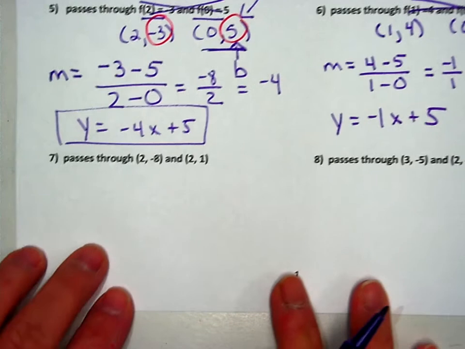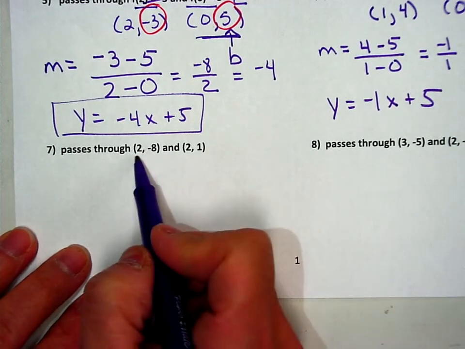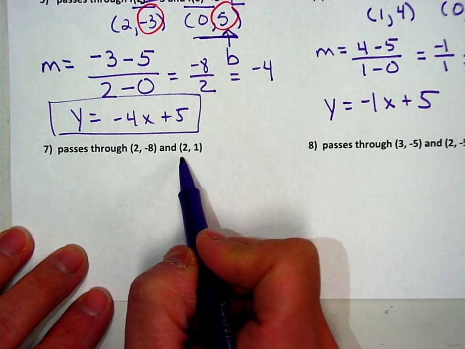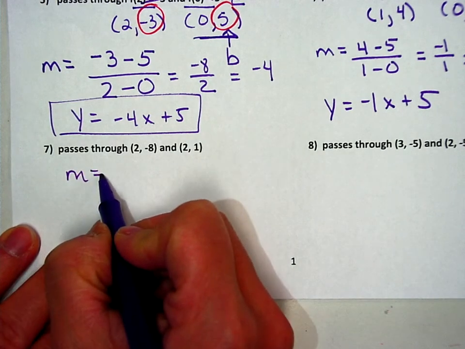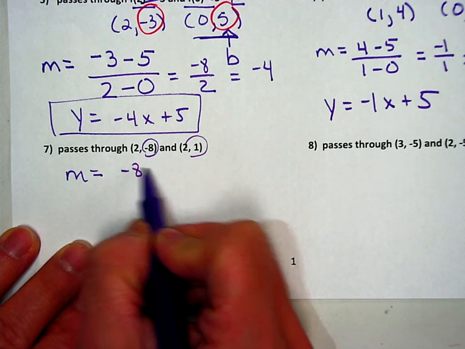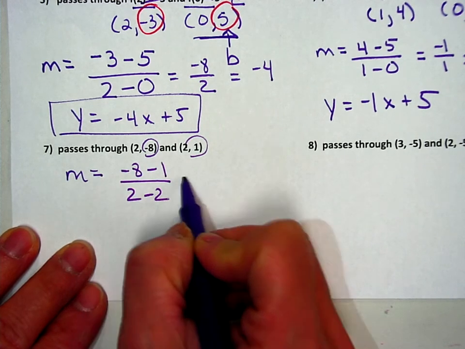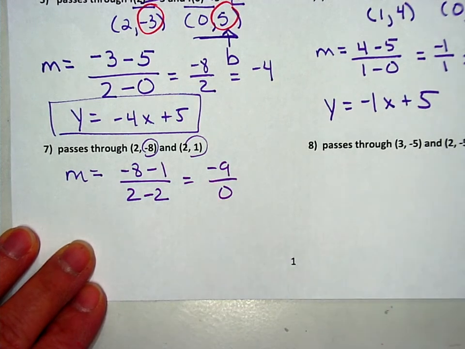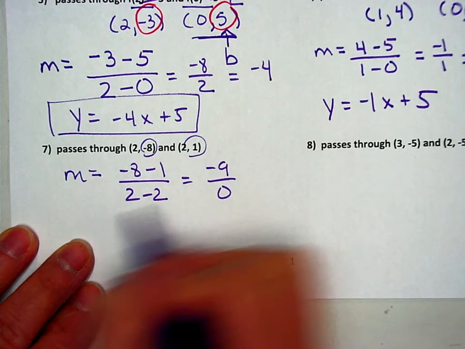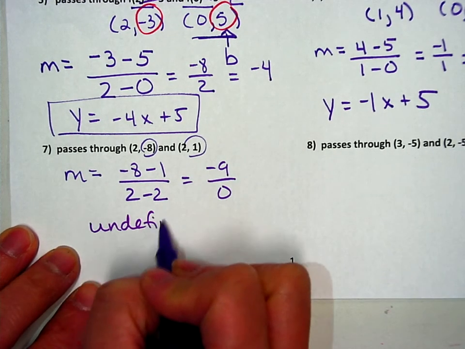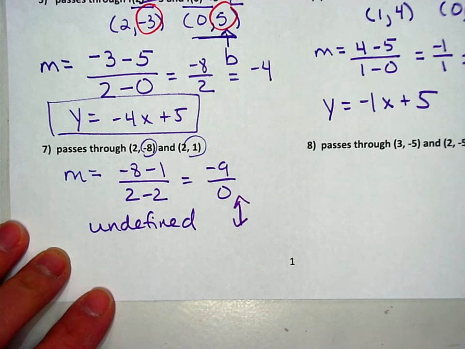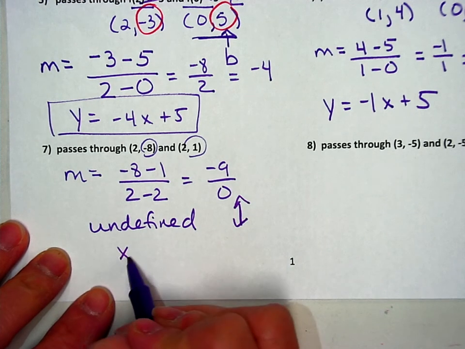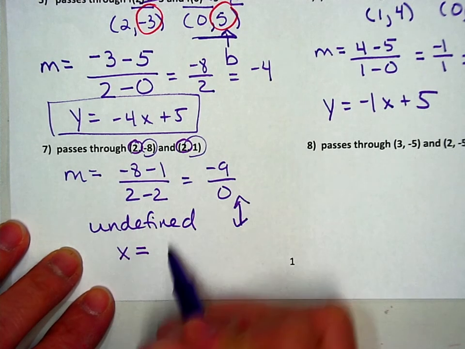Okay, this next one, notice they don't give you b because none of the x's are 0, and they don't give you the slope. So we're going to need to find both. So I'm going to start with my slope. I'm going to take my y's, subtract them, -8 minus 1 over 2 minus 2. I get -9/0. If you remember from last chapter, this is undefined. And the only type of line that has an undefined slope is a line that goes straight up and down. And the equation of a line that goes straight up and down is x equals a number. The x value happens to be 2.